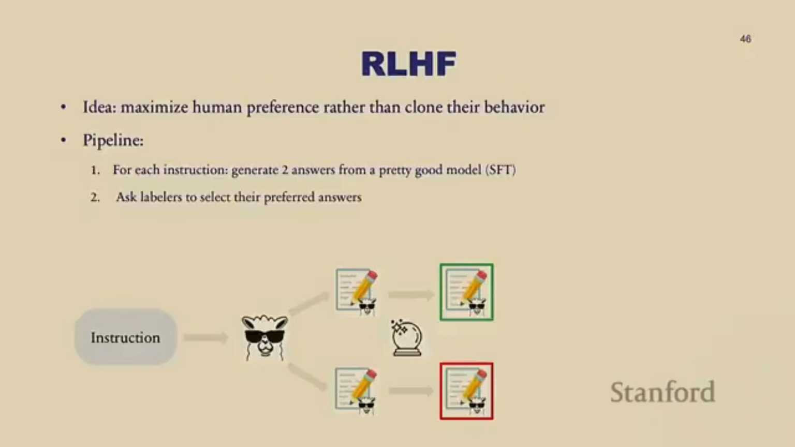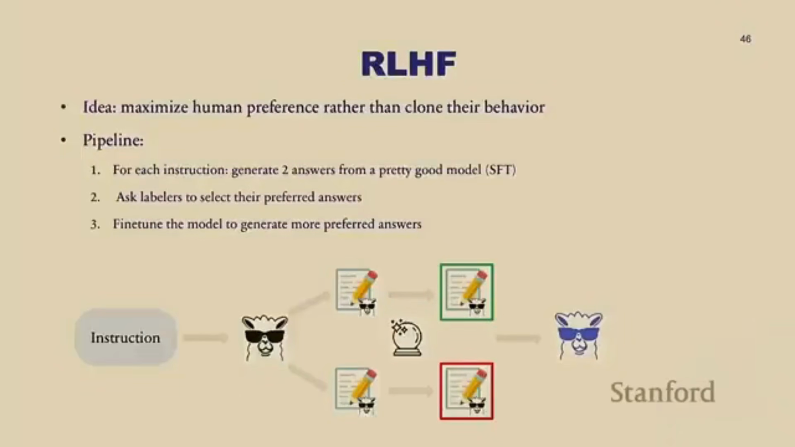And then you ask labelers which of these two answers was better. So select the preferred one, and then with different types of algorithms, we're going to talk about the algorithms, you just fine-tune the model to generate more of the green thing than the red thing, so more of the good stuff. So now the question is how, and we're going to talk about that right now.